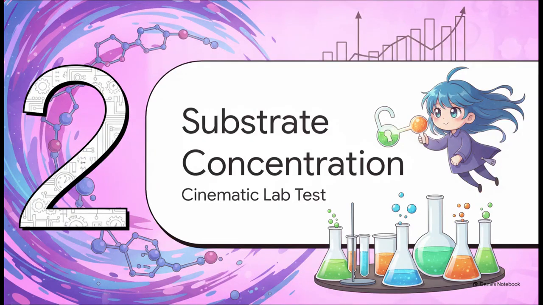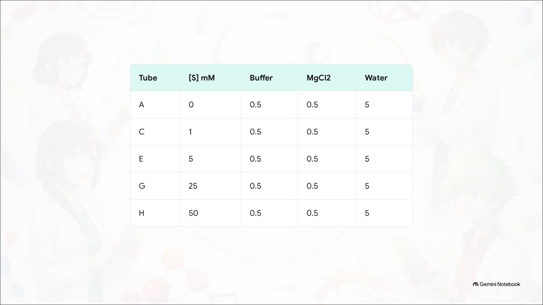Section 2. Substrate concentration in action. We know the theory, so let's put it to the test in our cinematic lab experiment. So what we're going to do is systematically tweak the amount of substrate, our raw material, and measure exactly how that impacts the overall speed of our enzyme's reaction. Here's our physical setup for a PNPP assay. Now, to get clean, reliable data, we have to be totally meticulous about our control variables. Notice how the buffer volume, the magnesium chloride, and the water remain perfectly constant across every single tube.